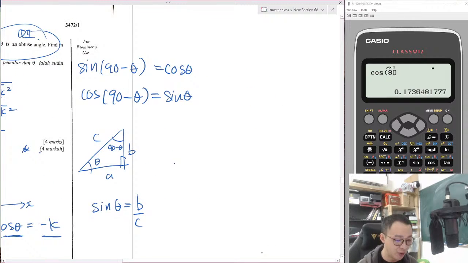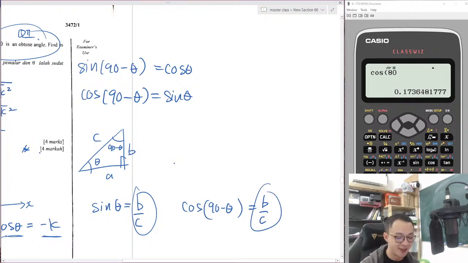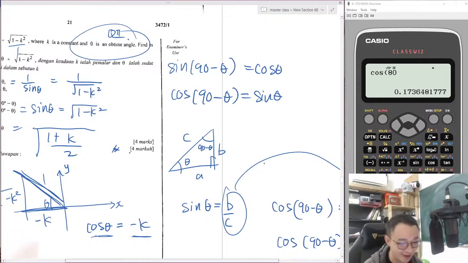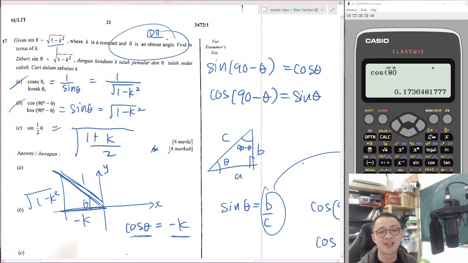Okay, so if I go into cos 90 minus theta, I focus at the angle 90 minus theta, right? Cos is what? Cos is adjacent over hypotenuse, right? B over C. Since both are B over C, I can sub into each other. Then I can say cos 90 minus theta equals sine theta. Maybe this triangle can help you understand better. But I'm sorry, I don't want to waste time on this part, because most students can just memorize it easily. If you can't, you just remember the way I typed in the calculator just now.